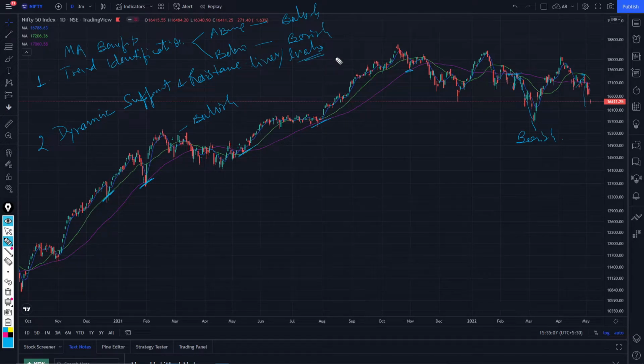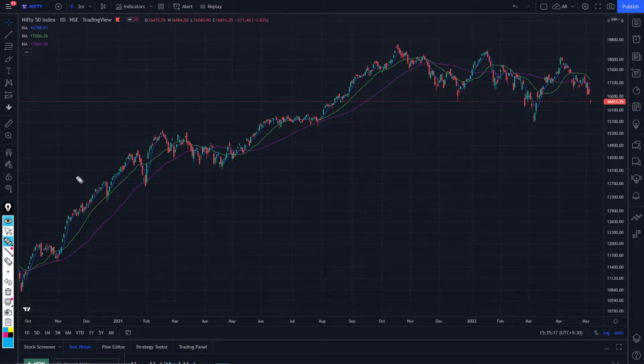Okay, now how to interpret? See, one more thing, the next, it gives the strength. It gives the idea of the trend and the strength of the trend. How does it give the strength of the trend?